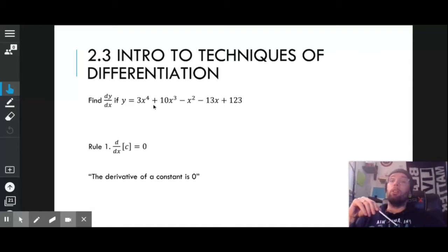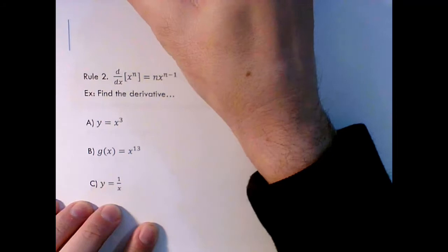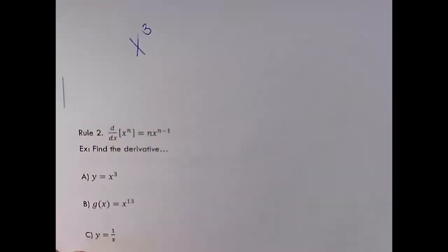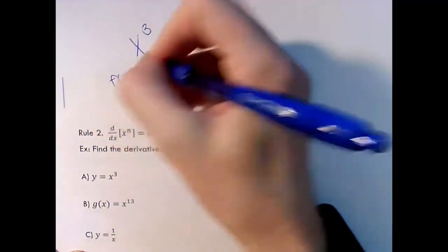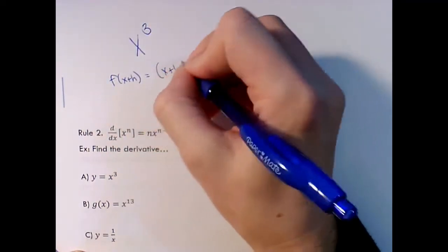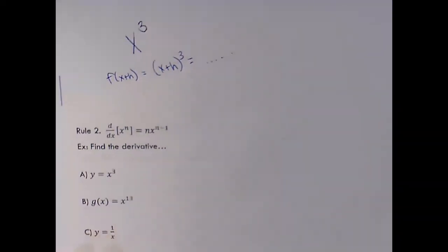Let's move to my document camera and find out. Here's the second rule, and this second rule is going to be the rule that burns your biscuit to bits. The old triple B. Normally, if I had something like x to the third and I needed to find the derivative of x to the third, I would have to find out what f of x plus h is, and then I'd have to do x plus h to the third and get this whole nightmarish situation. Not anymore.